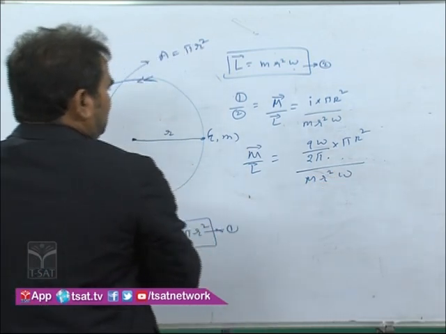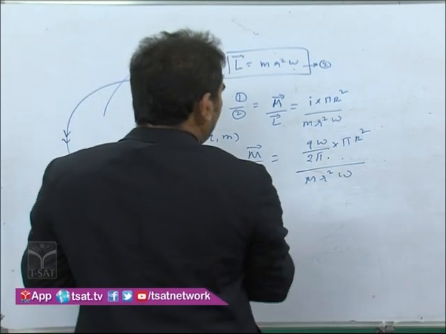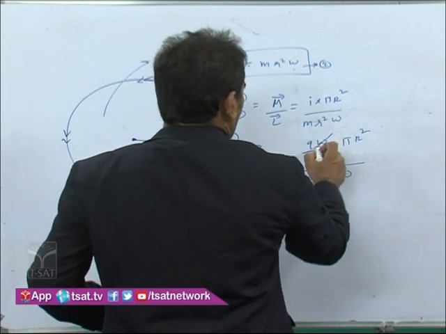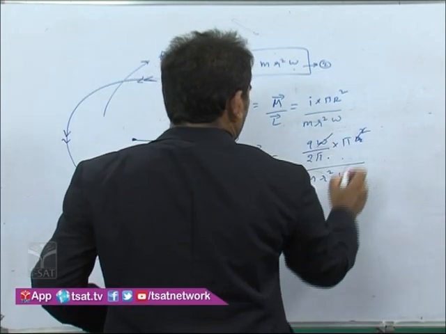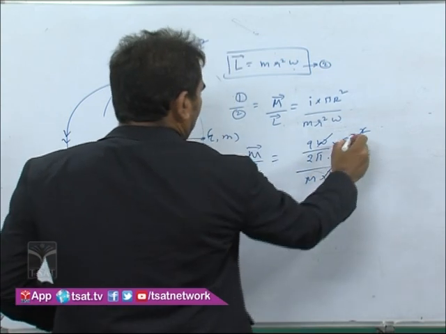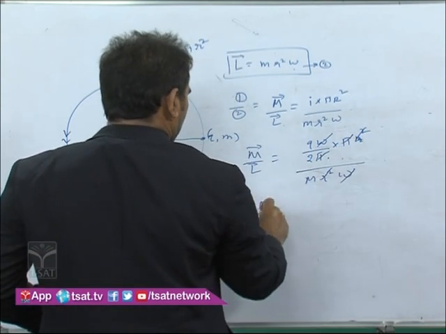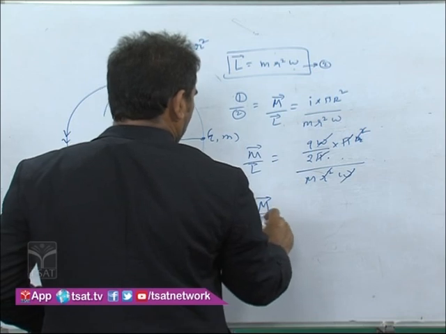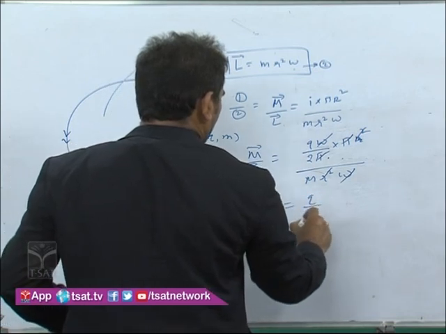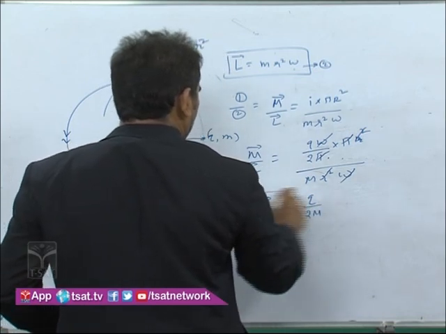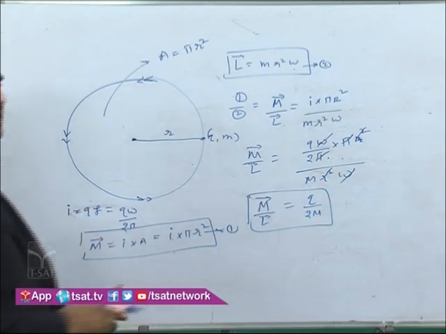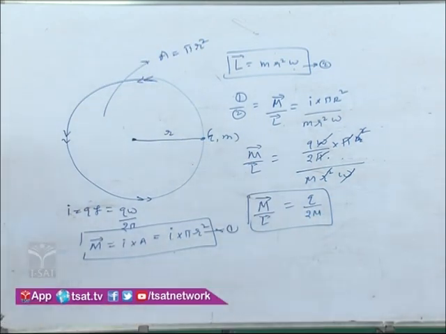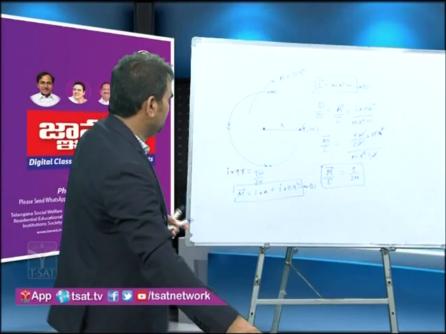What gets cancelled here? The r square and r square get cancelled, pi and pi also get cancelled, and omega as well. So m upon L = q upon 2m. This is the relation between the magnetic moment and angular momentum. Therefore, let us look at an application.